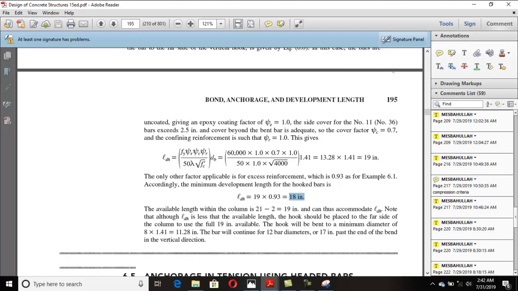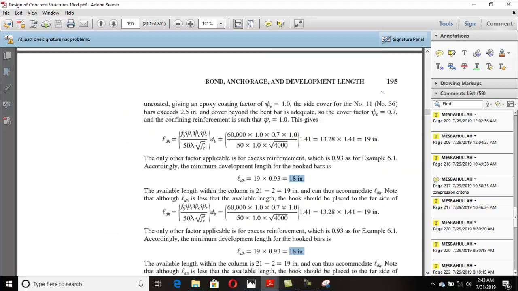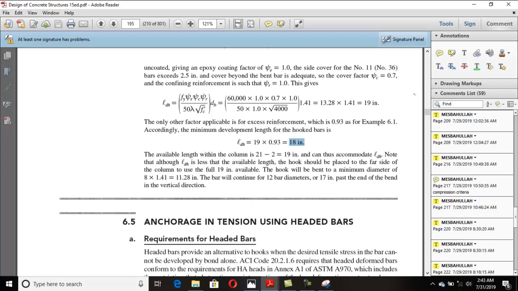As you will see here, this factor, as for straight reinforcement in tension, permits the development length of a hook LDH to be reduced by the ratio of this, except where increase for fy is specifically required or in specific seismic zones. You don't multiply that factor, although here they multiplied it. Some books also specify it for discontinued edges. It reduces the development length by 1 inch.